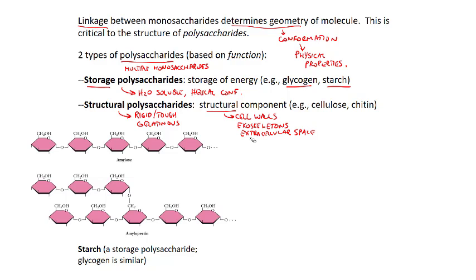So let's take a look at the storage polysaccharides first. Storage polysaccharides, they're all quite similar. So starch is the structure that I'm showing you here. Glycogen is just like starch, but more highly branched.